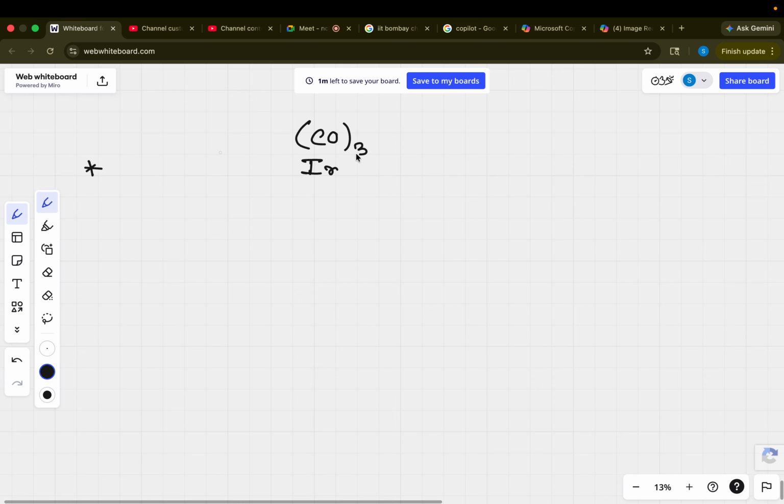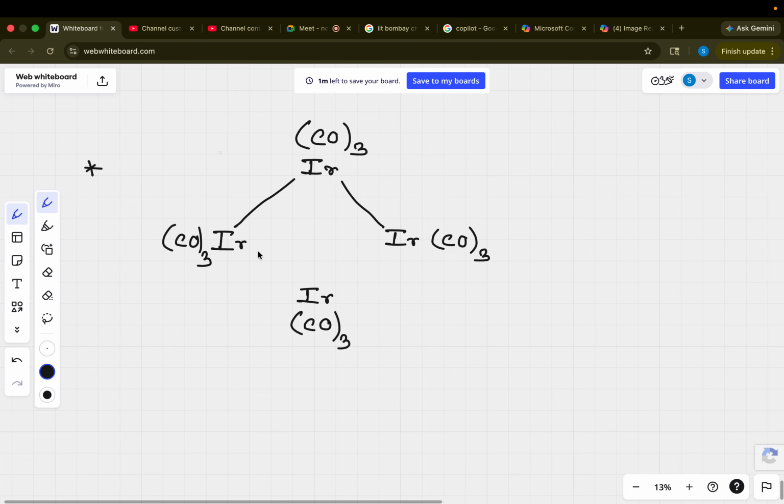So suppose you have this Ir(CO)3. Here you also have Ir(CO)3. Here also you have Ir(CO)3, and this side also you have Ir(CO)3. Okay, now connect all the metal centers to each other. Okay, done.